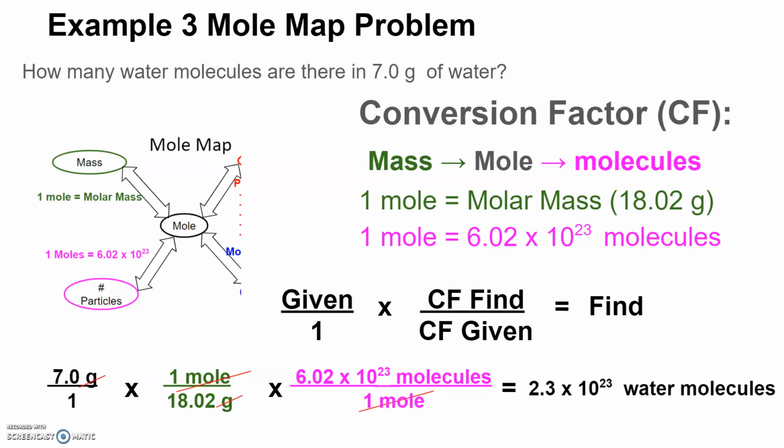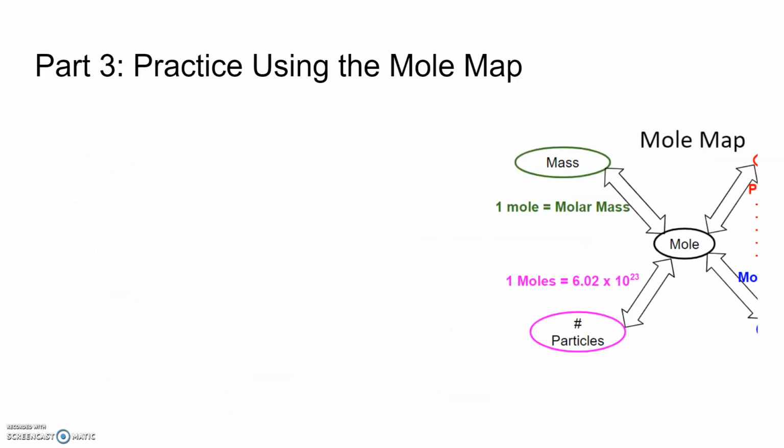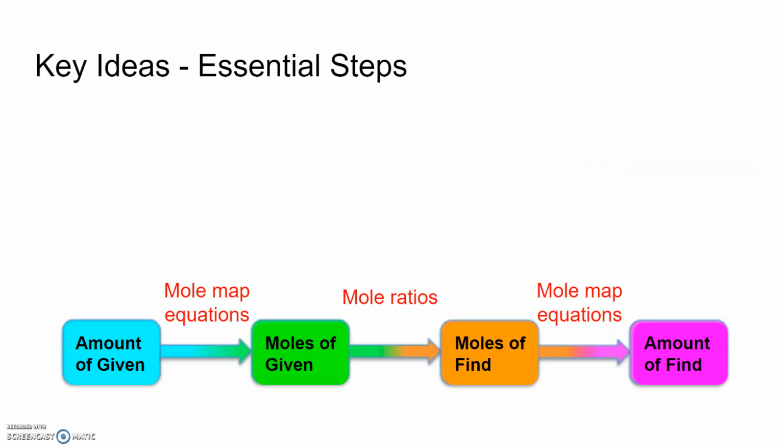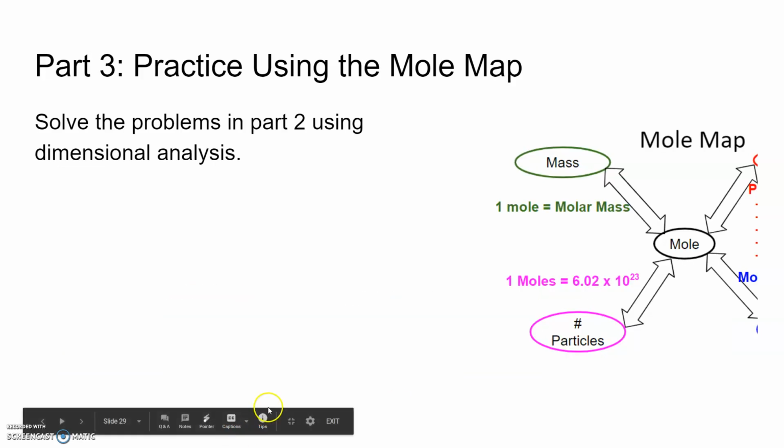Okay, so what you're going to do now is, since you have already determined in Part 2 of the practice what conversion factors you need, you're just going to do that last step of actually solving them using dimensional analysis. So pause the video now, go back to those problems in Part 2, and actually solve them using dimensional analysis.